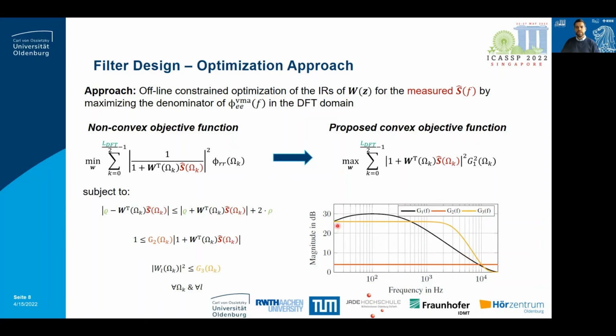G1, in the cost function, weights the lower frequencies more than the mid and high frequencies. G2 limits the maximum amplification to 4 dBs, and G3 limits the gain of the controller to a maximum of 26 dBs in this region.